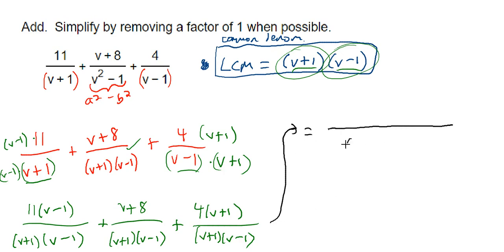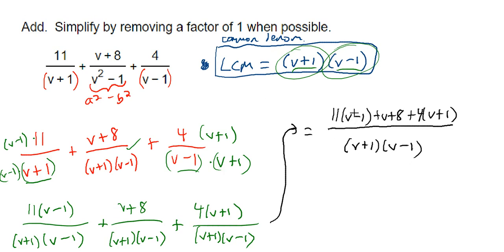The denominator will not change. It'll stay v plus 1, v minus 1. And on top, I will have 11 times v minus 1, plus v plus 8, plus 4 times v plus 1. So I've added my fractions together. That's step 3. I can't remember the steps now. Step 1 was factor. Step 2 is find the LCM. Step 3 is get the common denominator. So step 4 would be go ahead and add or subtract your fractions. And then step 5 is to simplify.